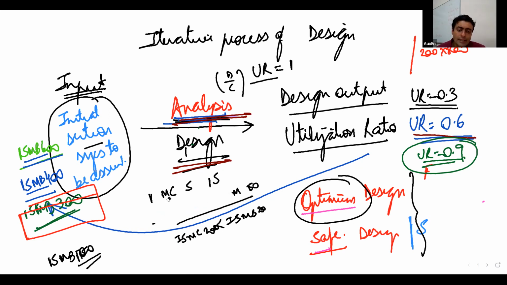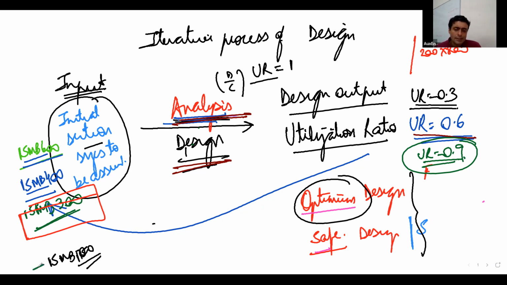Anyway, let's say we get ISMB 100 as our initial section, and we do the analysis. This time, what do you think will be the UR? Will it be greater or less than one? Let's say I have taken ISMB 100 as the initial size, and I do my analysis and design. What will be the UR? We feel that it should be greater than 1. Why? Because ISMB 300, what we just saw, was giving a UR of 0.9. So if I'm taking a very small section, of course my UR will be greater.